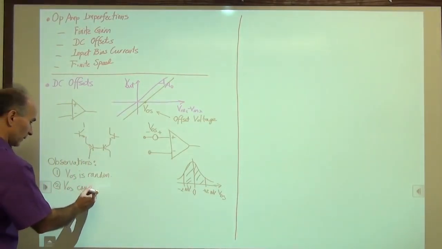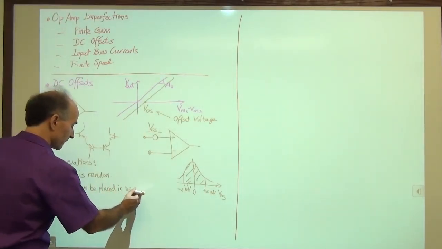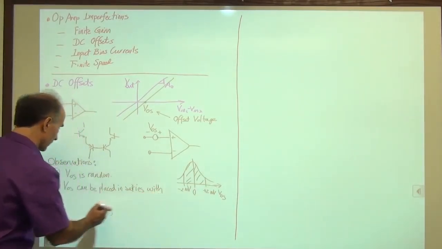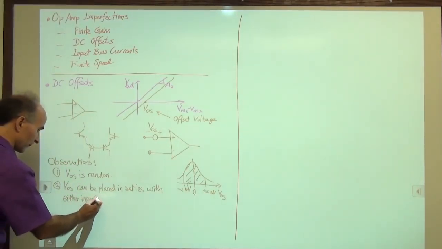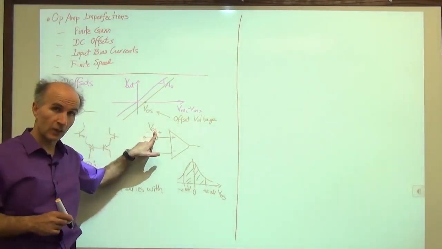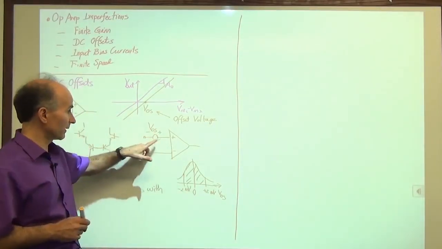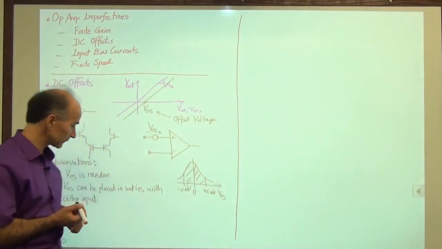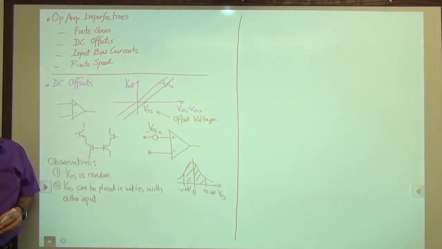So VOS can be placed in series with either input. It doesn't make any difference. In fact, when we are analyzing circuits including the offset voltage, we pick a terminal that's more convenient for analysis. So we might place it in series with this one or in series with this one, depending on what the circuit is doing. So it's important to remember these things about the offset voltage.